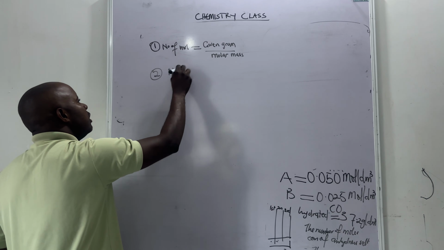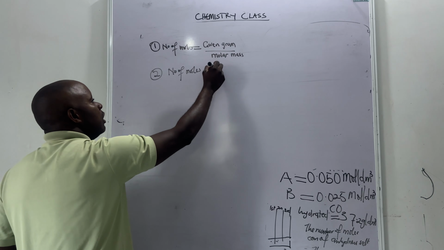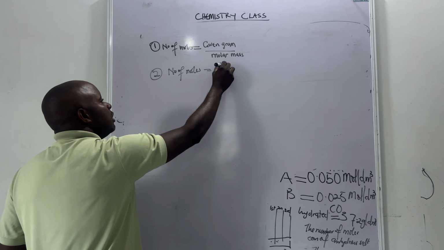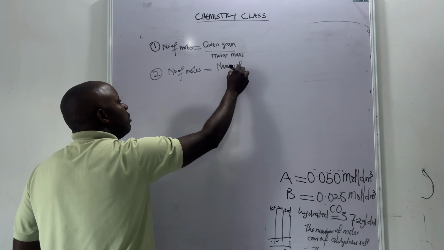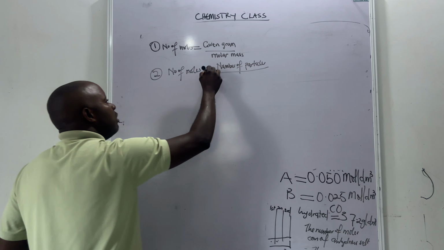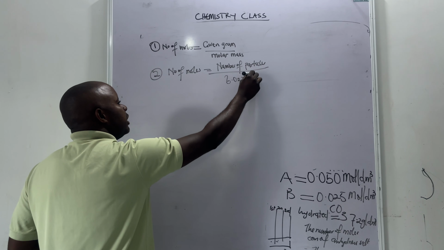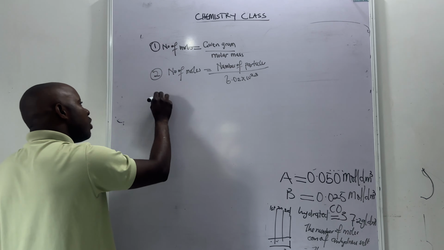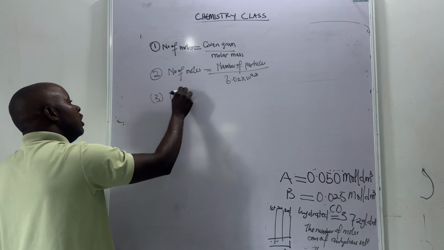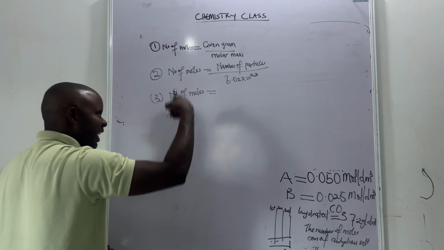Number of moles is equal to number of particles all over Avogadro's constant, 6.02 times 10 raised to the power 23. We also have that we can look for the number of moles of a substance in aqueous solution.